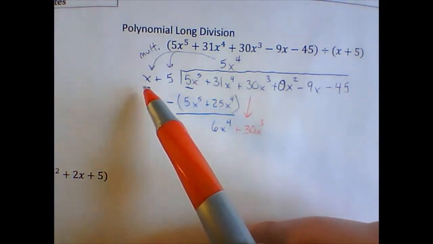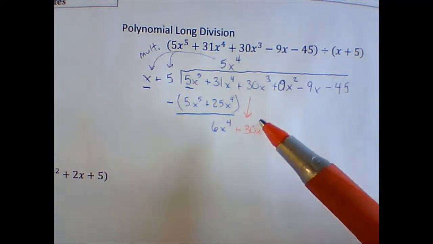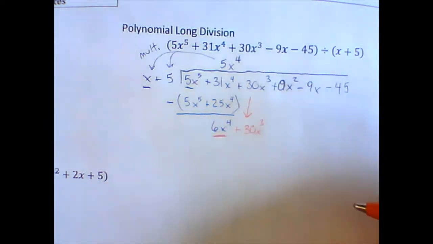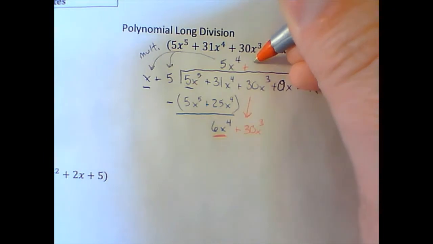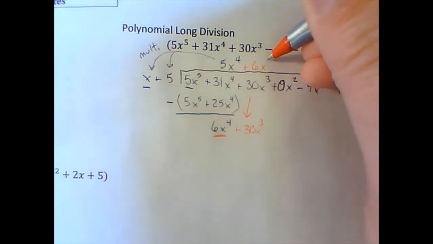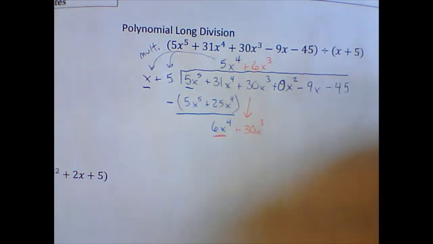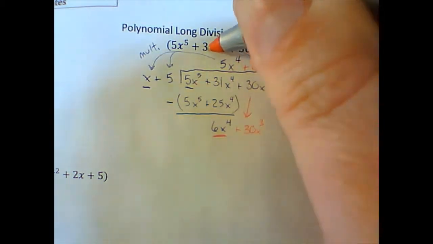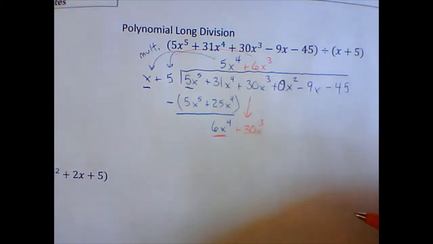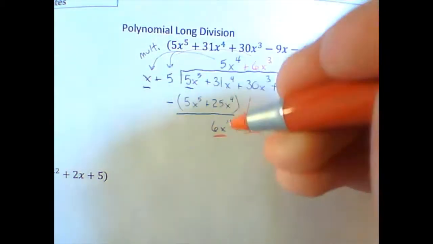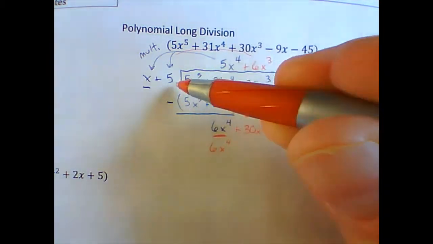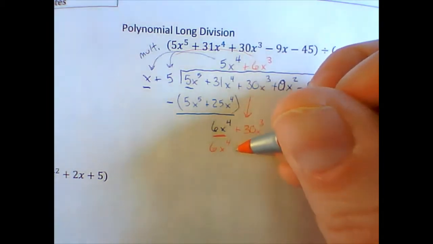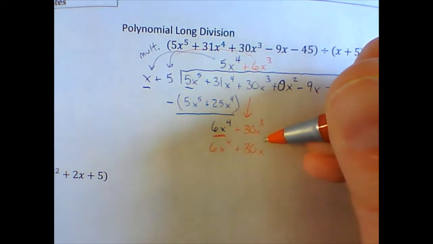And again, we're back to looking at first terms. First terms only. Okay, so don't worry about the 5 or the 30. They'll take care of themselves. First terms only. So hopefully we're going to get this to match. So 6x cubed times an x is 6x to the 4th, like that. And then we're going to times it by a 5 and get 30x cubed.